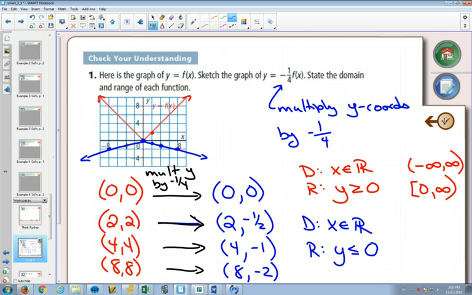And a similar thing happened. If you took your range and multiplied it by negative 1/4, that's what you would get. It would get flipped over because it would all be negative values now. The 1/4 actually didn't change the range, but it does change the shape of our graph.